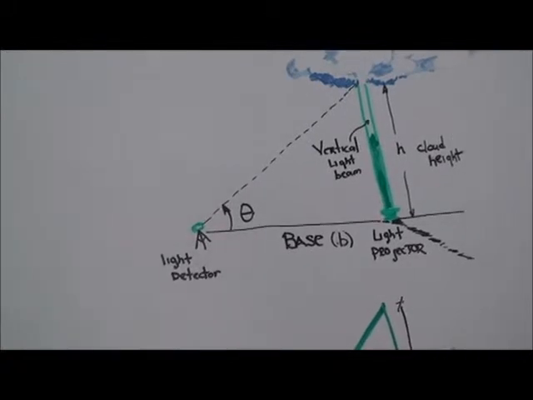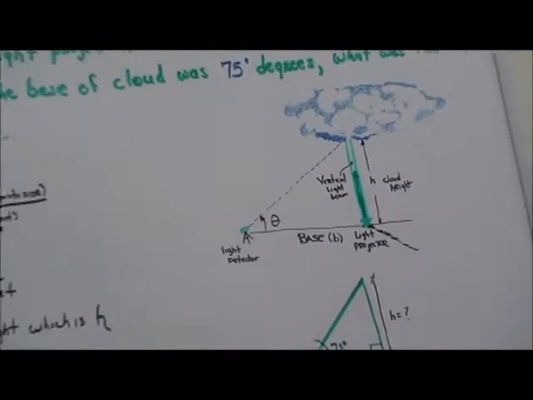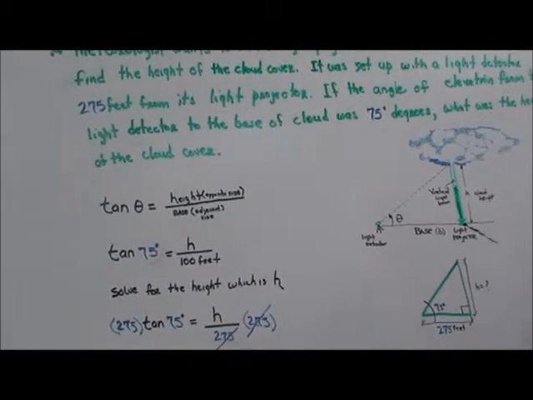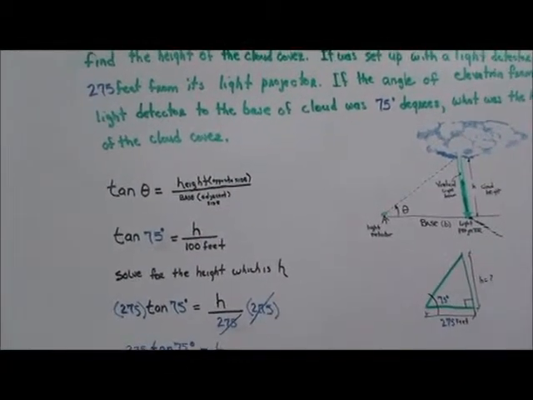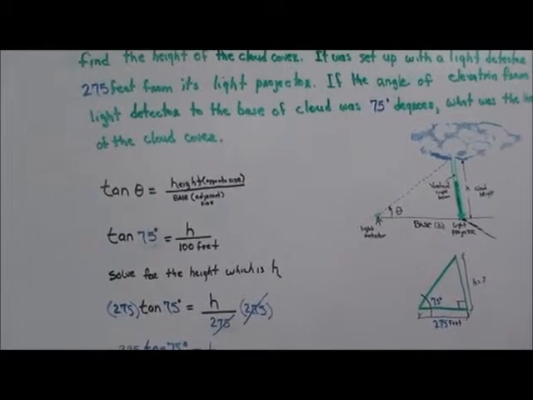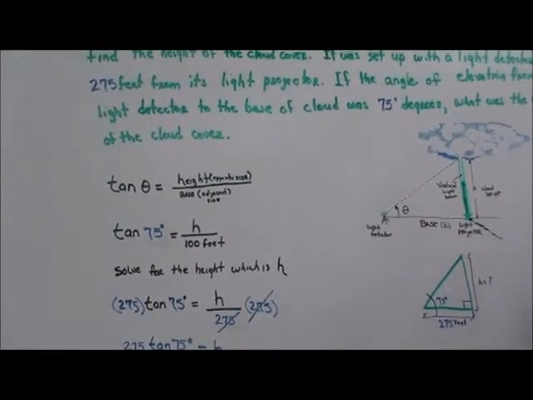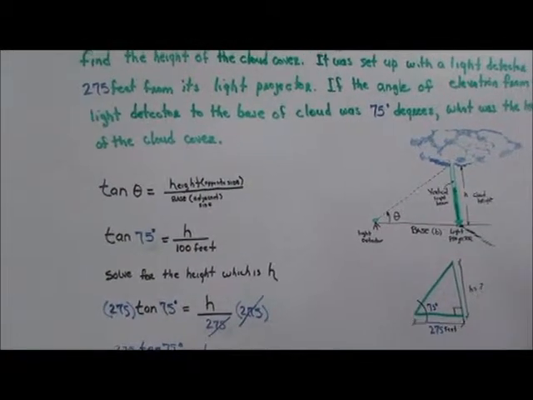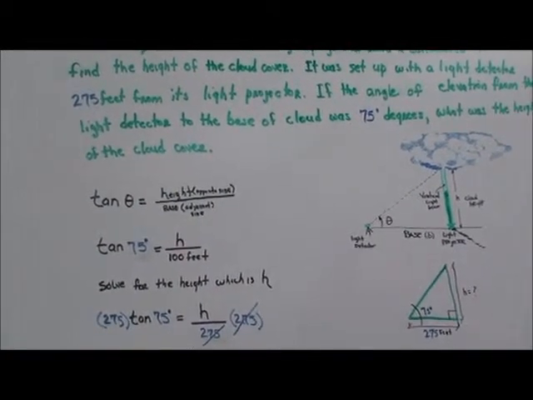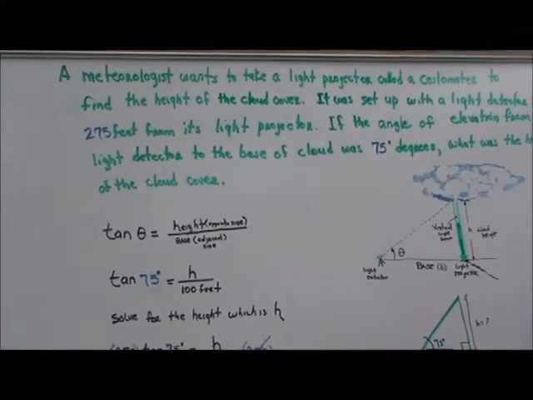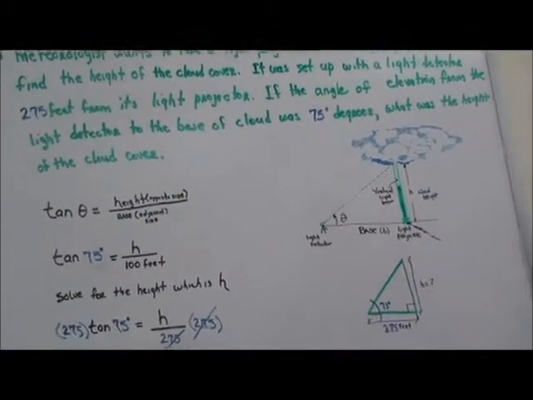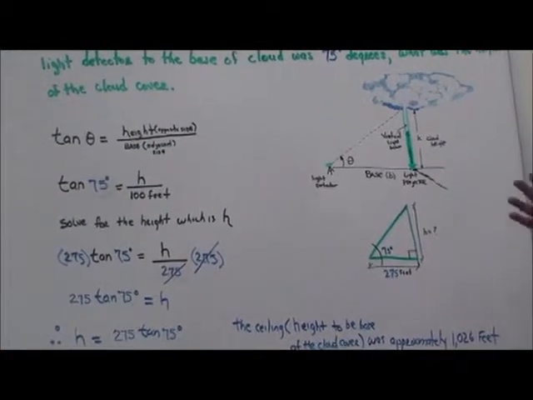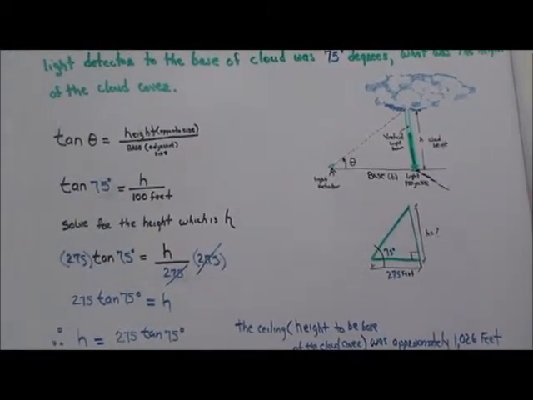This is what meteorologists do. So basically, you have a ceilometer, which is just set up, and you have a light detector. It shoots up a vertical beam to the clouds, and the light detector is able to detect the light there, seeing the base of the cloud. So in this case, we want to know what the cloud height is.